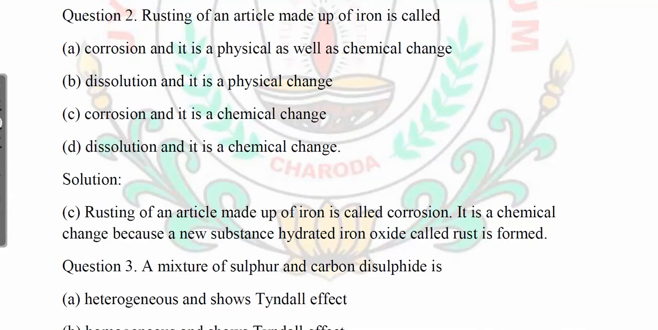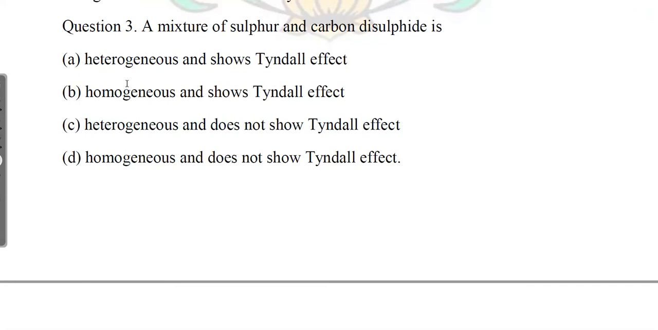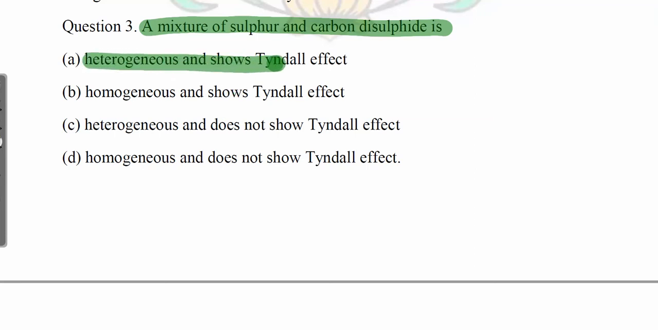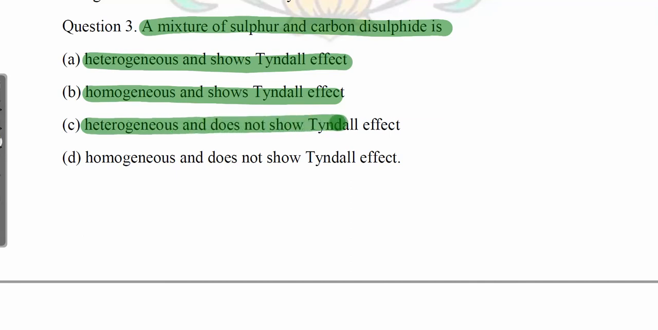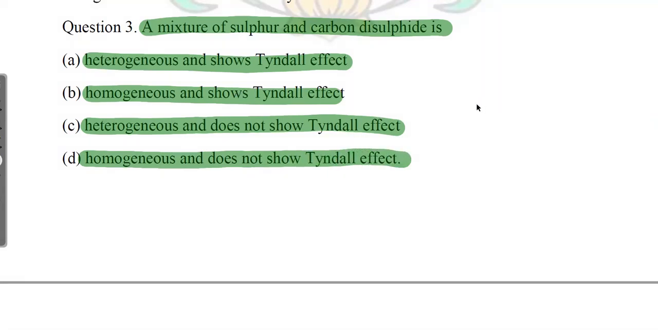Let's move further and see the next question, question number 3. It asks: a mixture of sulfur and carbon disulfide is what? The options are heterogeneous and shows Tyndall effect, homogeneous and shows Tyndall effect, heterogeneous and does not show Tyndall effect, or homogeneous and does not show Tyndall effect.